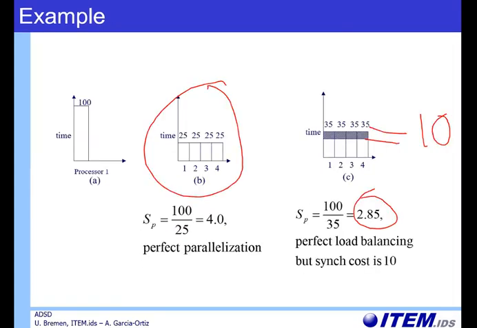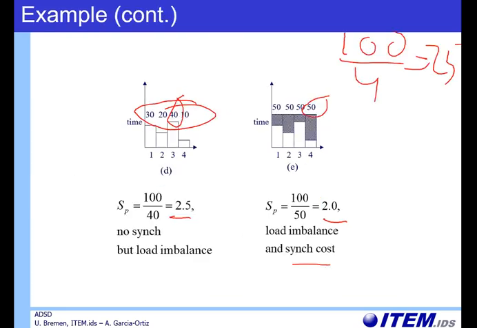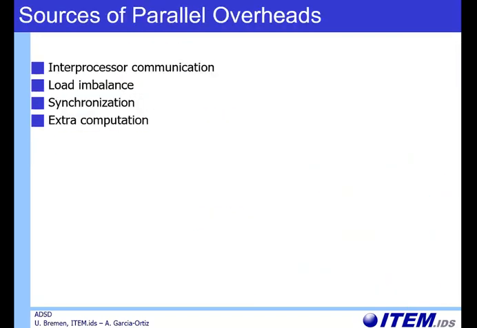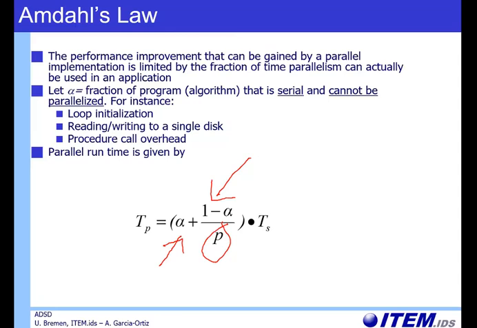So I summarize. Here we have the problem overhead. Here we have the problem load imbalance. Here we have the problem load imbalance plus overhead. And finally, here we have the problem of alpha: not all my algorithms are parallelizable. Good.